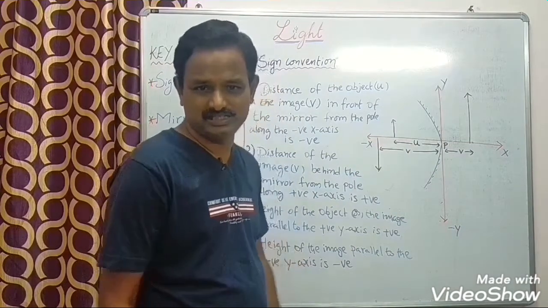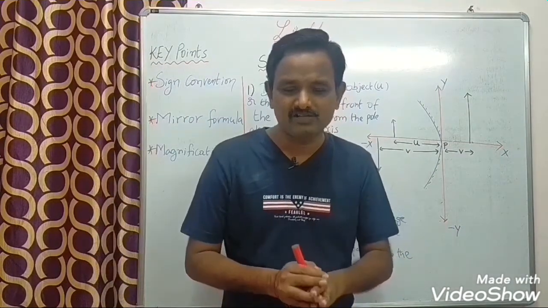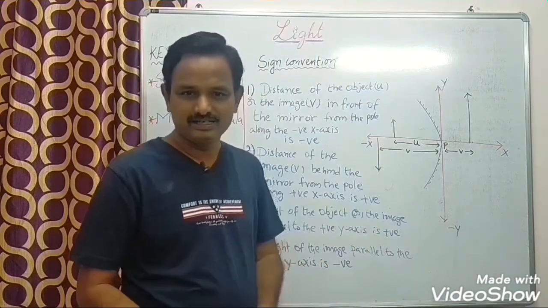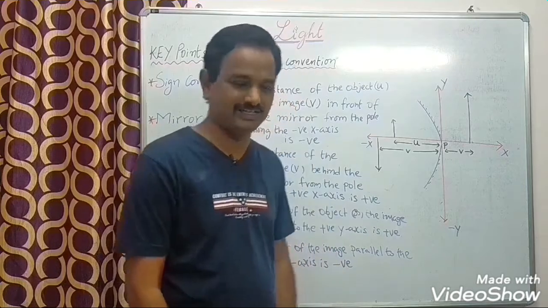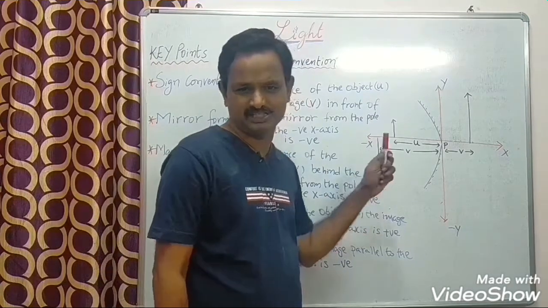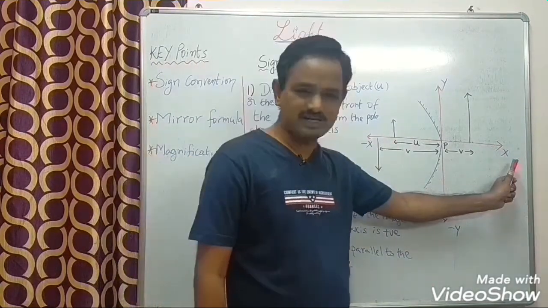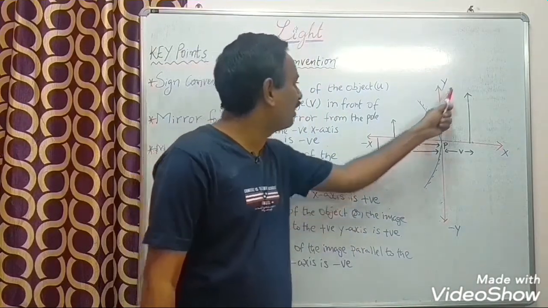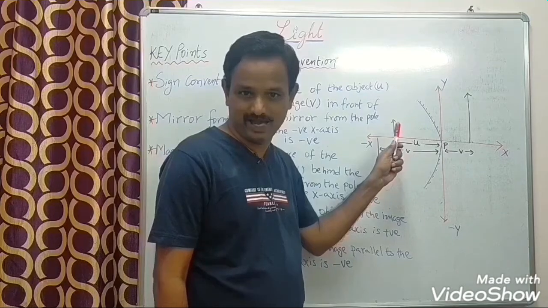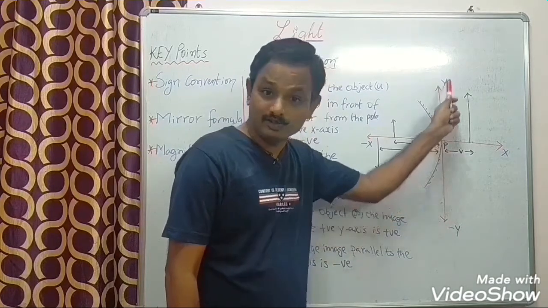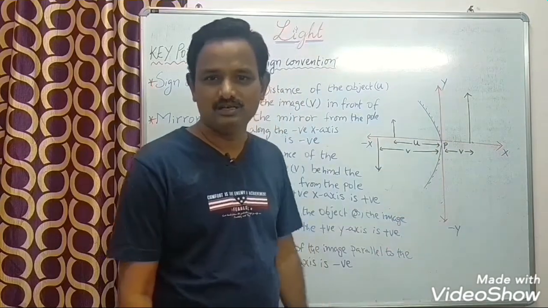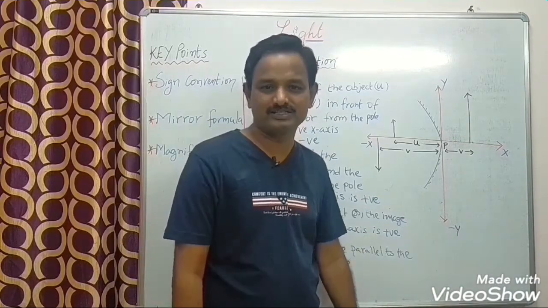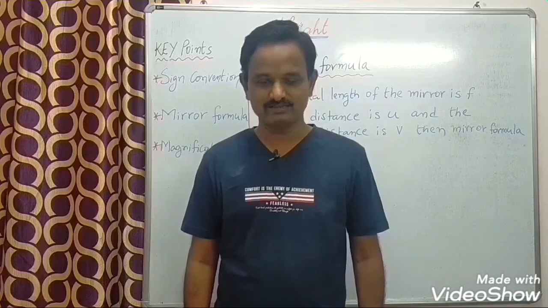Simple, students. We just apply the sign convention by using the coordinate system. In short, along the negative x-axis means distance negative. Along the positive x-axis means distance positive. Height parallel to the positive y-axis is positive. Height parallel to the negative y-axis is negative. Very simple, students. Now, the mirror formula.